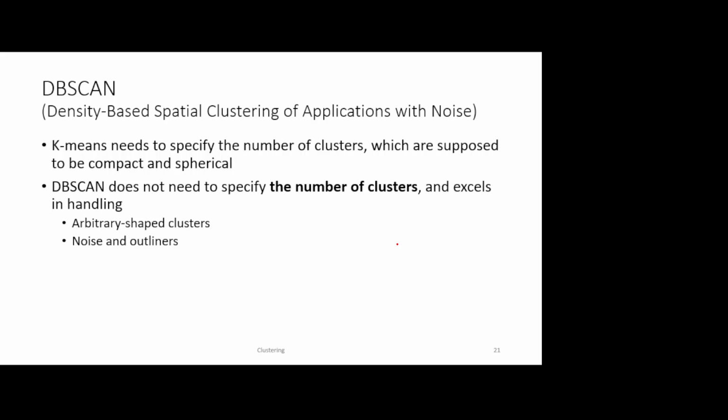But in DBSCAN, you don't need to specify the number of clusters, and you can handle various data distributions, like arbitrary-shaped clusters. It means the data distribution can be arbitrary, and it can also handle noise and outliers. These two points cannot be handled well in K-means, and you don't need to specify the number of clusters beforehand.